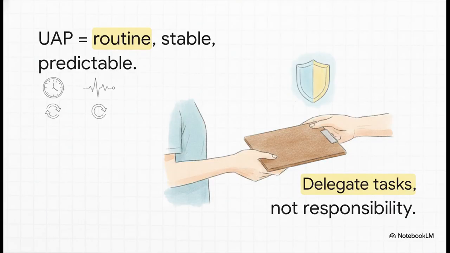And here are 2 little memory anchors I want you to repeat in your head during the exam. First, UAP equals routine, stable, predictable. And second, our golden rule, delegate tasks, not responsibility. These phrases will keep you on the right track when you're under pressure.